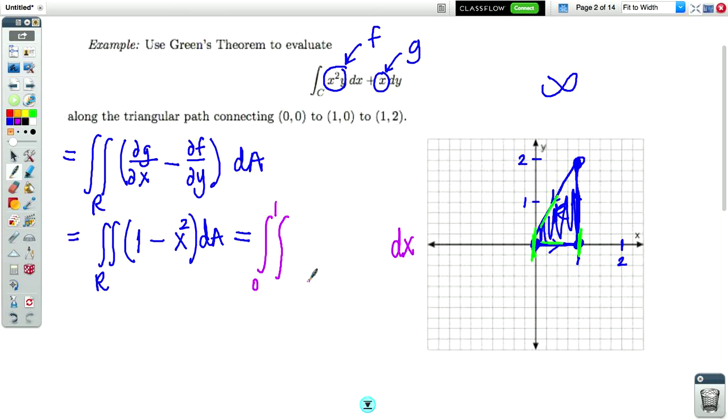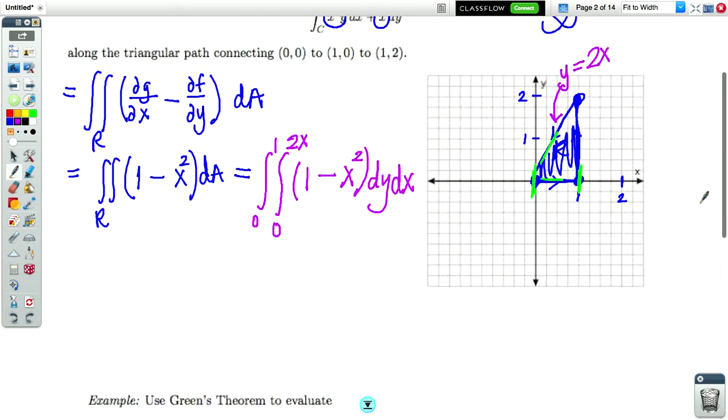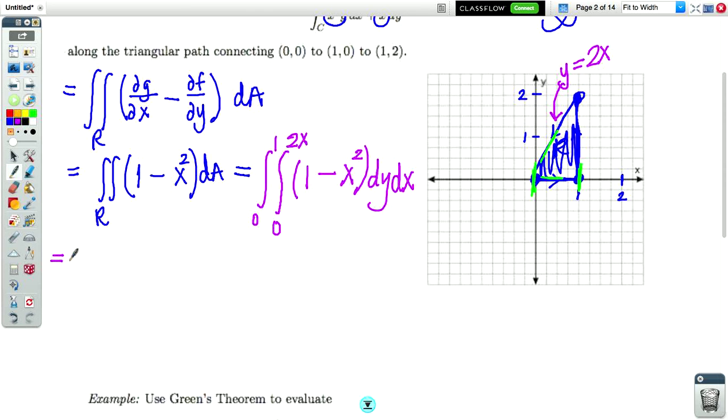And y goes from 0, and then I just need to write what this function is all in terms of x. So I have this y equals, well, this is just a line, like this segment that connects 0, 0 to 1, 2, is just the line y equals 2x. So there's my limit here. My integrand is 1 minus x squared, and my first integration will be with respect to y. So 0 to 2x, and then 0 to 1. So simple double integral. Actually, really simple computation now that we've converted it to a double integral.